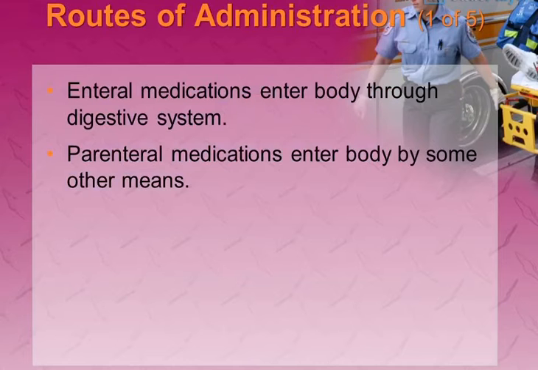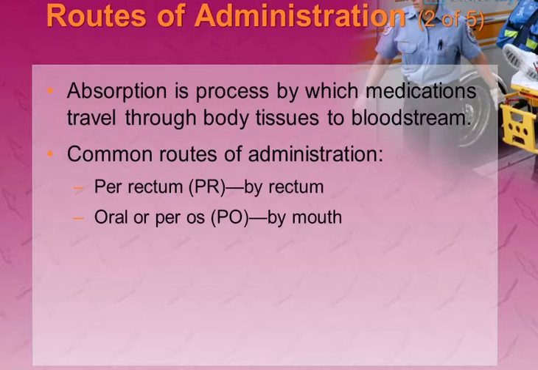Routes of administration, 1 of 5. Enteral medications enter the body through the digestive system. Parenteral medications enter the body by some other means. Routes of administration, 2 of 5. Absorption is the process by which medications travel through body tissues to the bloodstream. Common routes of administration. Per rectum, PR, by rectum. Oral or per os, PO, by mouth.